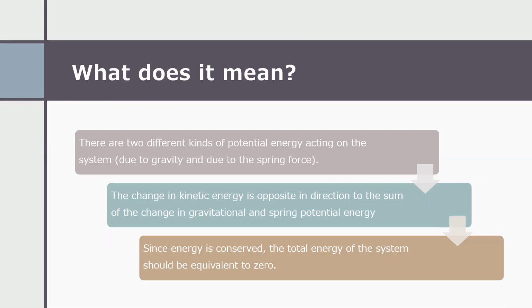And then there were also some constants that we had to come up with, including the spring constant and the gravitational constant. And so through the code, we were able to determine that there are two different kinds of potential energy acting on the system, one due to gravity and one due to the spring force. The change in kinetic energy is opposite in direction to the sum of the change in gravitational and spring potential energy, and since energy is conserved, the total energy of the system should be equal to 0.